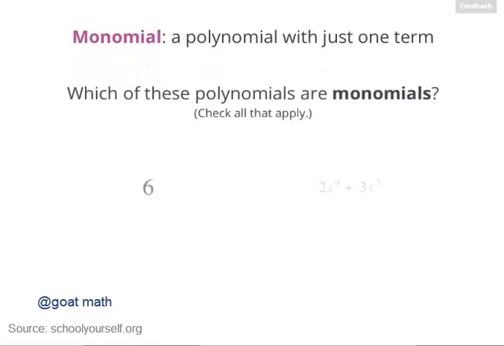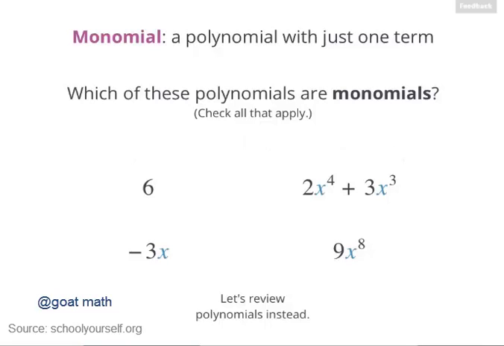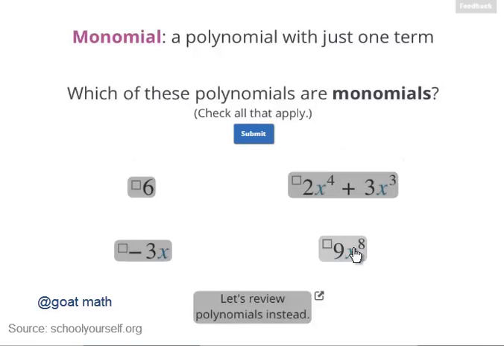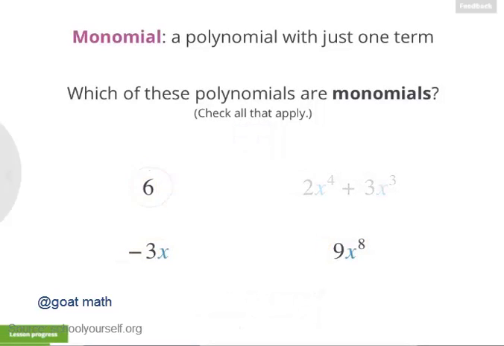So next, take a look at these expressions down here. Which are monomials? Exactly, the number 6 by itself, negative 3x, and 9x to the 8th are all monomials.